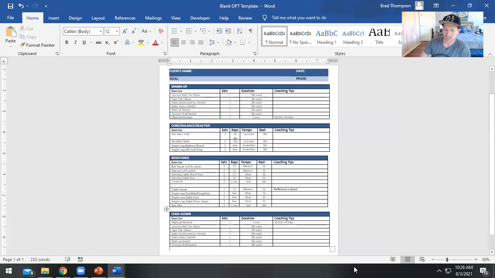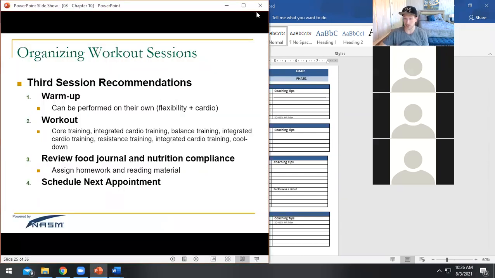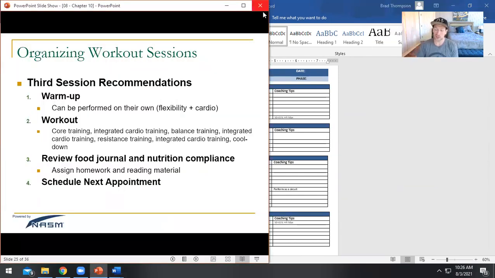This is a classic stabilization routine for weight loss. It is meeting all of the requirements that we talked about, right? And here it is in our 3rd session. If we're really taking our clients through this, this can be performed multiple times per week. It's not too much training volume, right? It's got a little bit of core, a little bit of cardio, a little bit of balance. It can get more cardio, a little bit of resistance training, more cardio, and then a cool down.